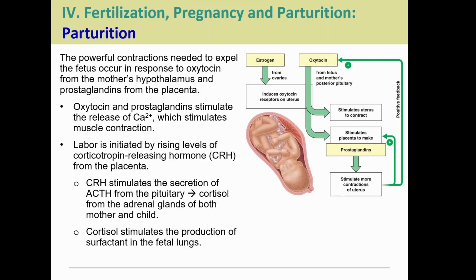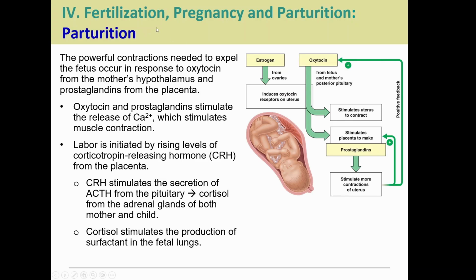The corticotropin releasing hormone from the placenta is also going to help initiate labor. As it goes up, labor will be triggered. CRH is also going to stimulate ACTH from the pituitary, which is going to stimulate cortisol from the adrenal glands for both the mom and the baby. Cortisol is going to help with producing the surfactant in the fetal lungs, because up until this point, the fetus has not needed to breathe oxygen. It doesn't breathe air yet. But as soon as it's born, the lungs are going to need to be able to open and not collapse in on themselves. So cortisol plays a role in helping those lungs be ready for when the baby's born and needs to breathe air.